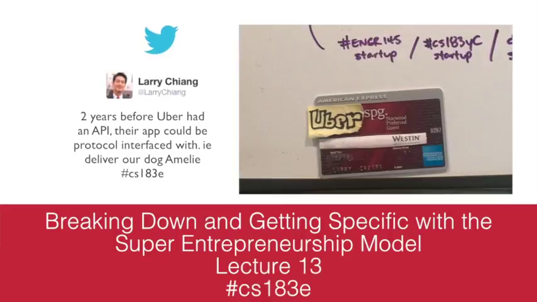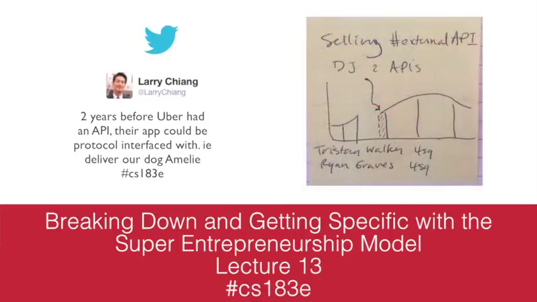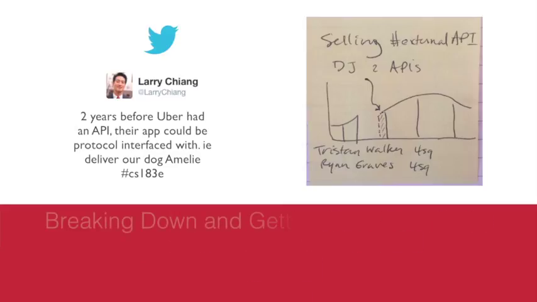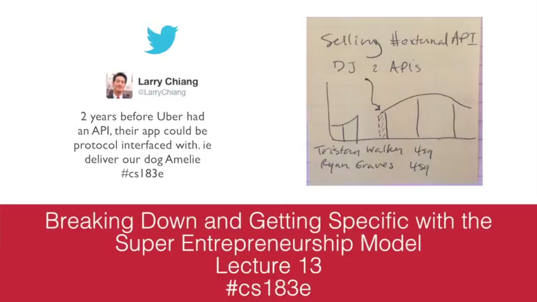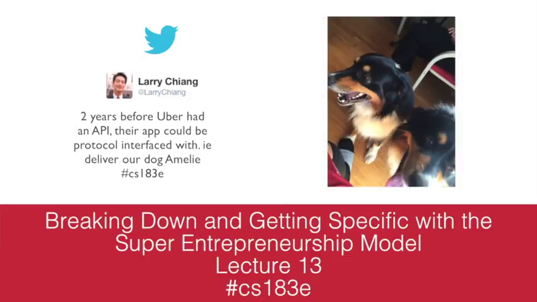So 2 years before Uber had an API, their app could be used to transfer our dog Omelie. That's just a thing that you could do. Before Uber had an API, for special promotions, they would deliver a Christmas tree. And that's where you put a Christmas tree in an Uber, and it was an external API. Because you're using Uber, but you're using it to deliver a Christmas tree. You're using Uber to deliver your dog Omelie. That's our dog Omelie right there. Kind of cute, right?